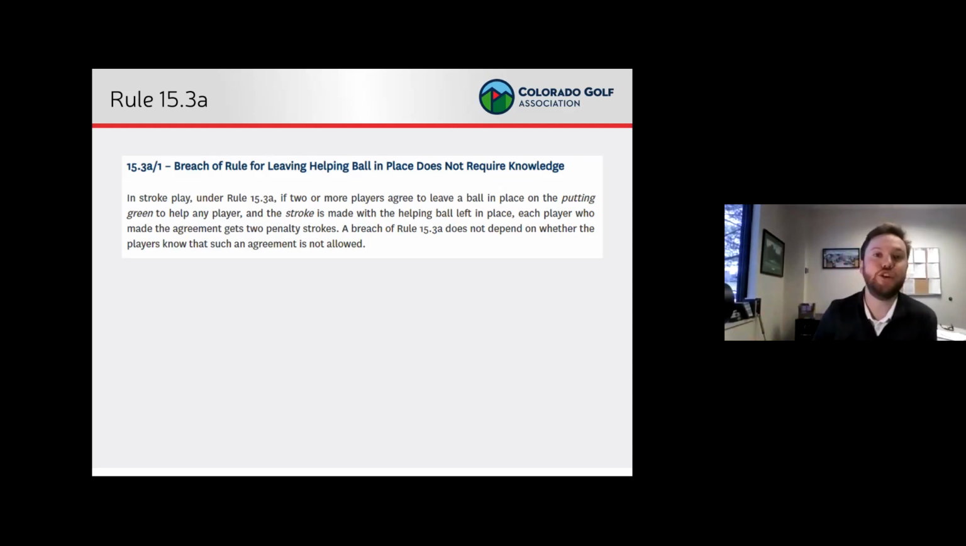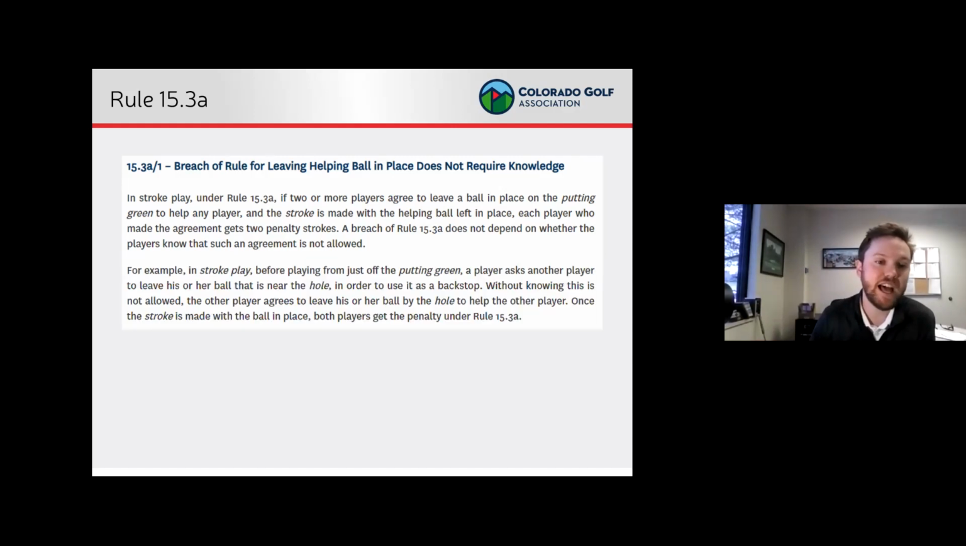We're going to take it a step further. And what if you did know? We'll see that. For example, though, leading off of this rule, in stroke play before playing from just off the putting green, again, it's very specific. It's creating a situation where off the putting green, a ball on the putting green. If they're both on, then Rule 11.1a takes place that we just saw.